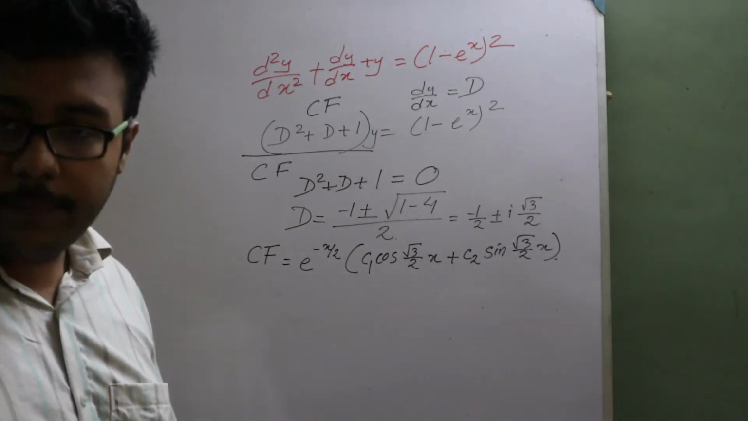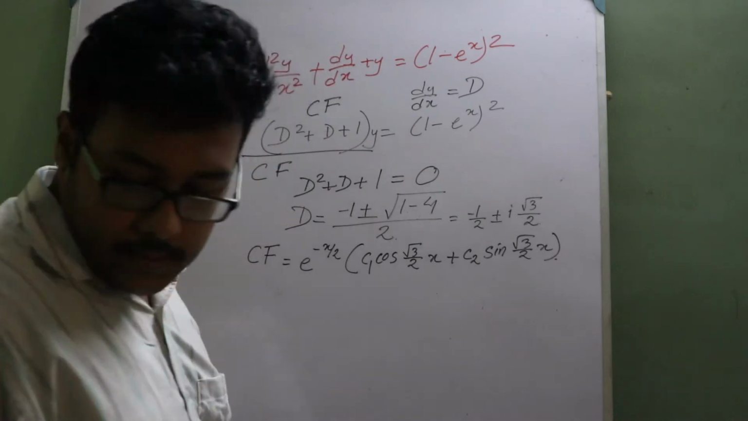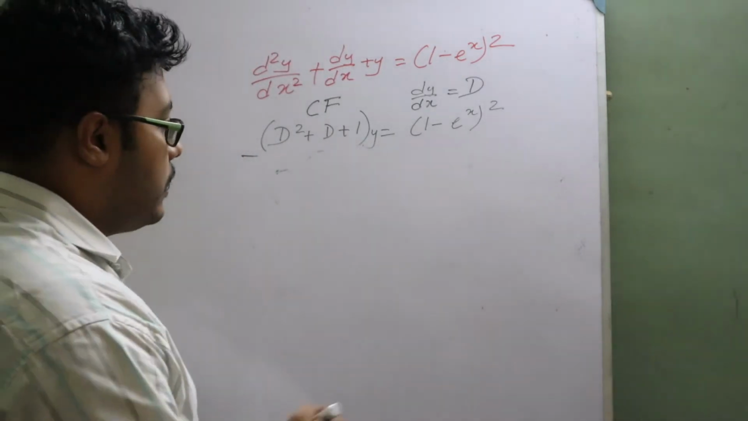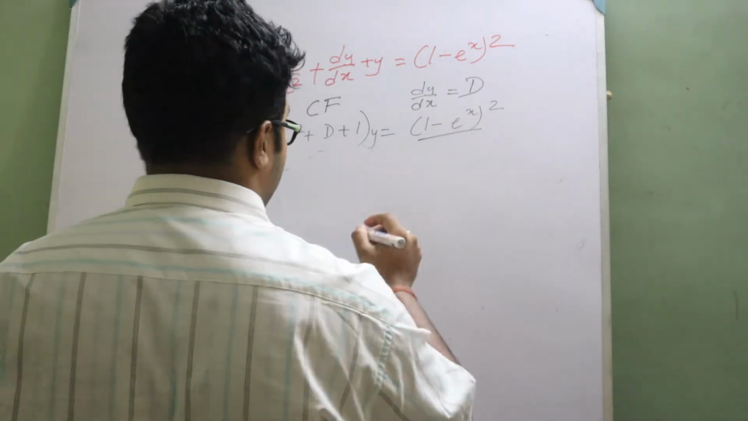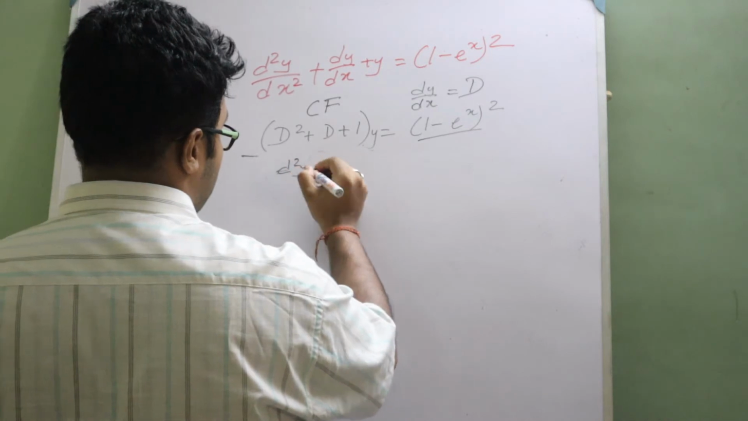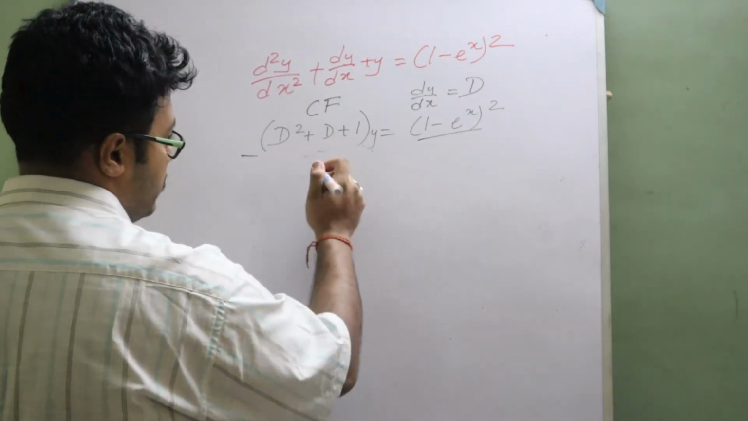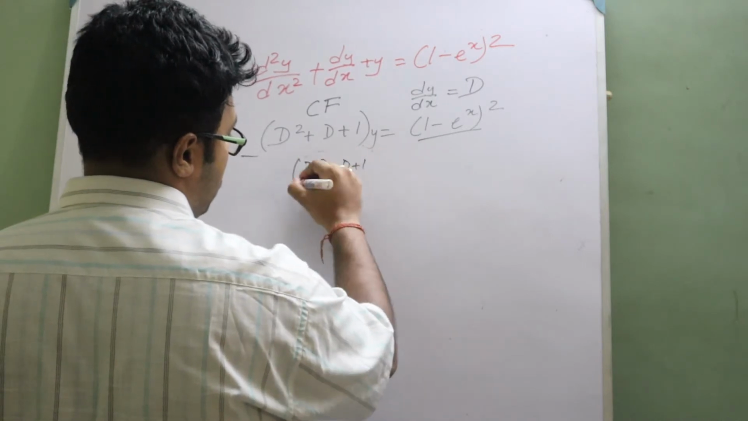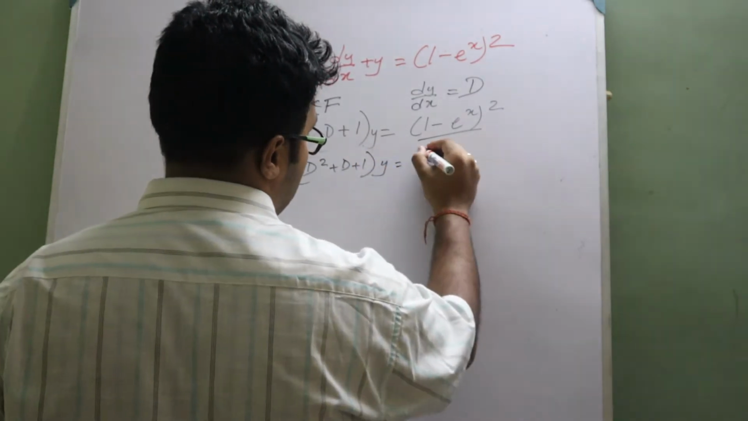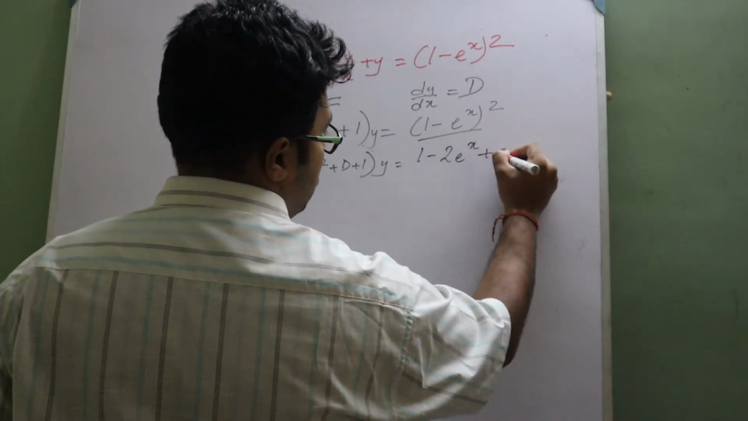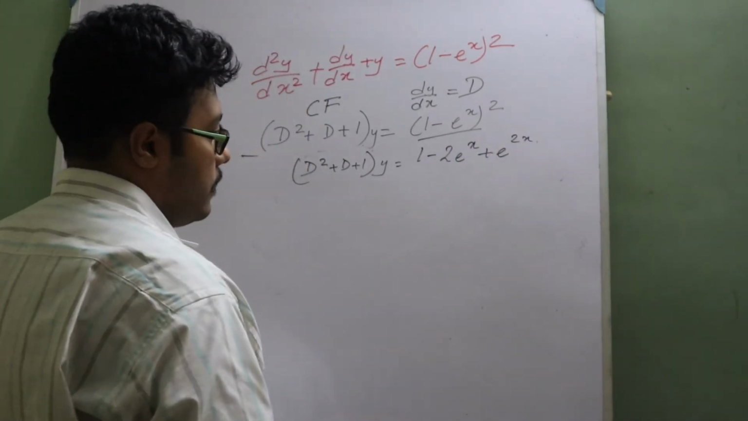Now coming to the PI part. To get to the PI part, let's expand this properly. That is, D square plus D plus 1, y is equal to 1 minus 2 e to the power x plus e to the power 2x. Alright.